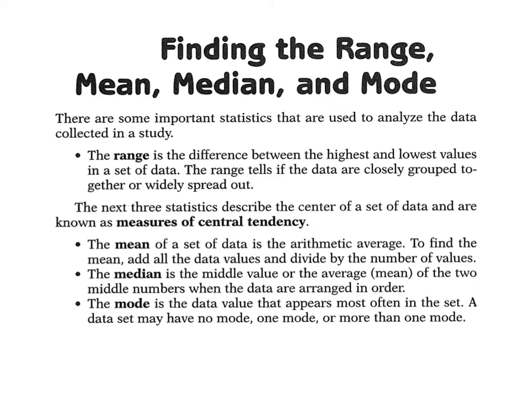The mean of a set of data is the arithmetic average. To find the mean, add all the values and divide by the number of values. The median is the middle value or the average mean of the two middle numbers when the data are arranged in order from least to greatest. The mode is the data value that appears most often in the set. A data set may have no mode, one mode, or more than one mode. You need to remember though when you're doing the mode, if you don't have any mode, then you would not put 0, you just put no mode.